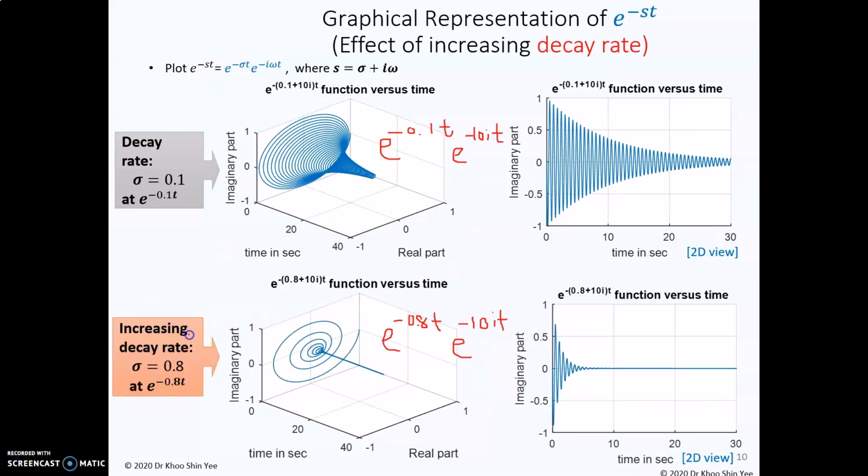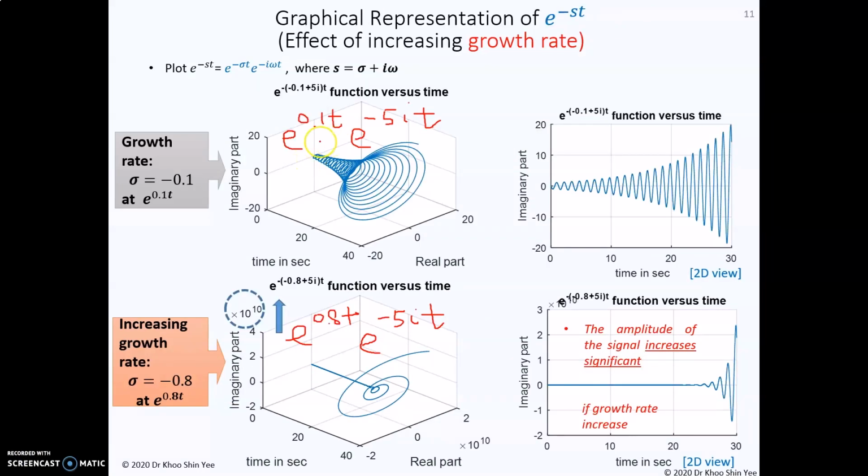So if you increase the decay rate, where you increase from 0.1 to 0.8, then you see the signal decay to 0 faster. It reaches 0 fast, taking a shorter time compared to the previous case. So we can say the amplitude decreases faster to 0 if your decay rate is increased.